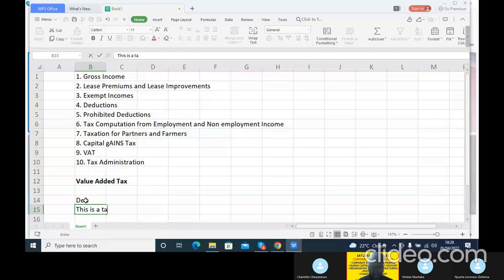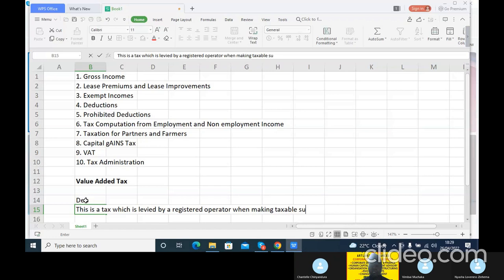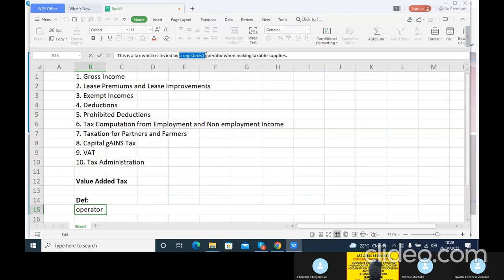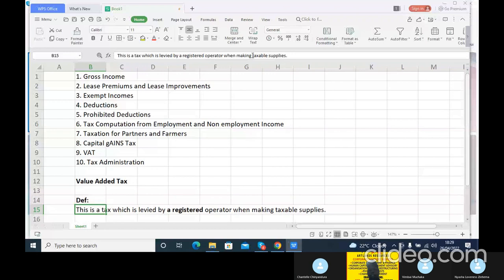This is a tax which is levied by a registered operator when making taxable supplies. So from the definition here, you can see that the operator is to be registered. That's one thing. And VAT is levied when you make taxable supplies, not when you sell anything, no. The operator is to be registered, and you charge VAT when you are making taxable supplies.